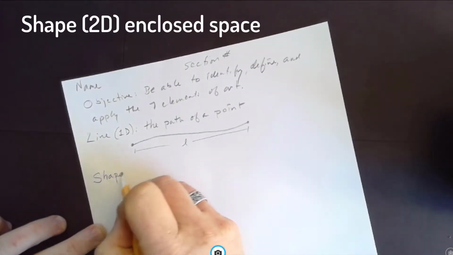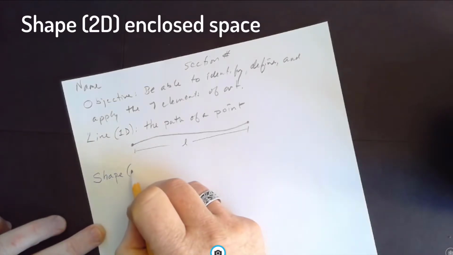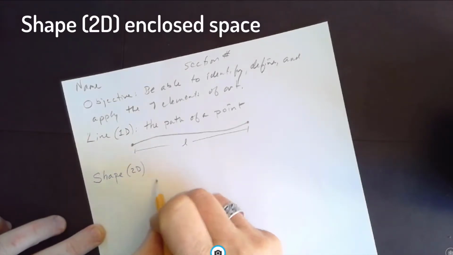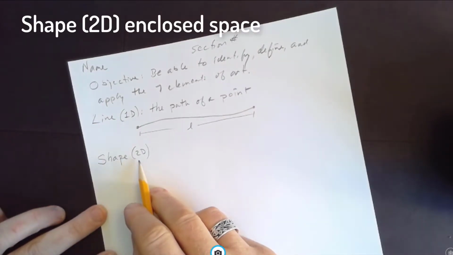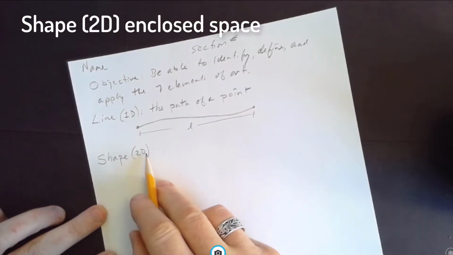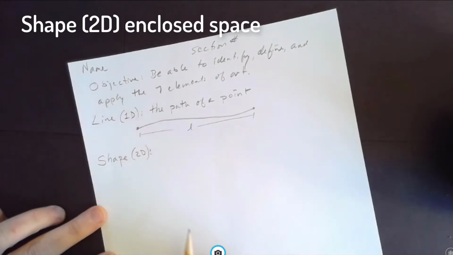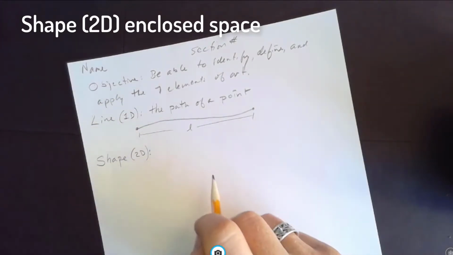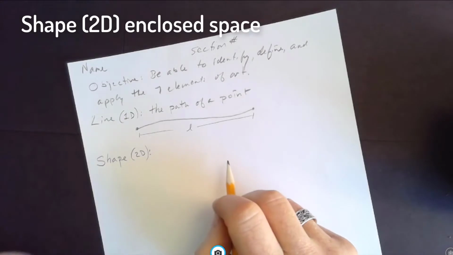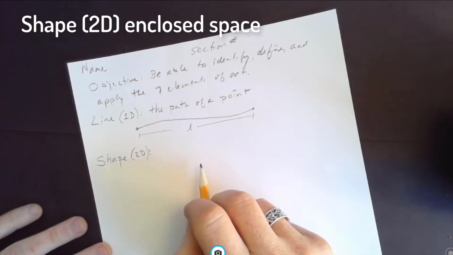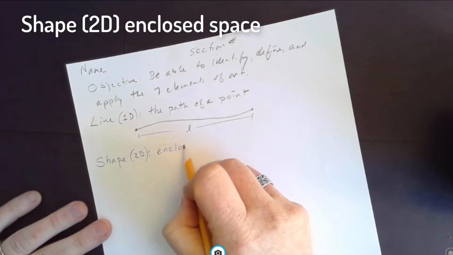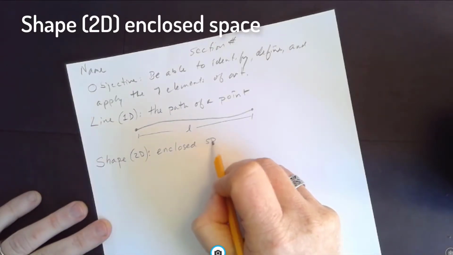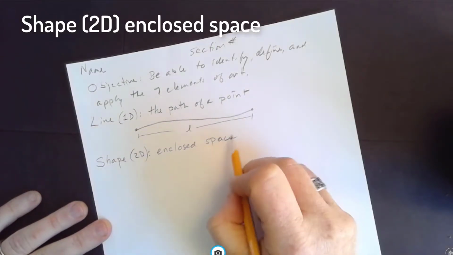So go ahead and write that down. Now shape is 2D, or two-dimensional. So you'll notice I'm writing it 2D, two-dimensional, in parentheses. And my simple definition for shape is an enclosed space. An enclosed space.